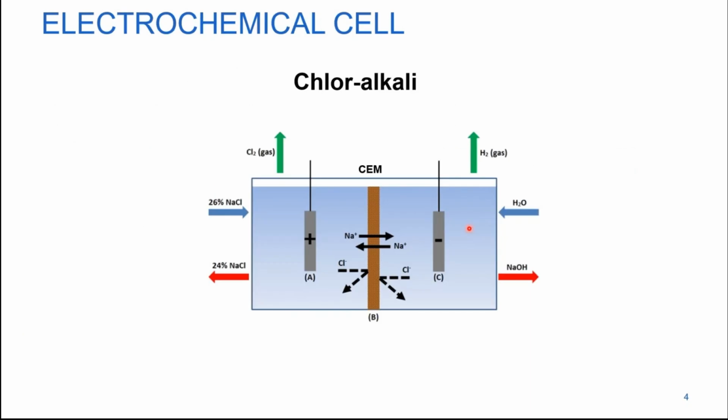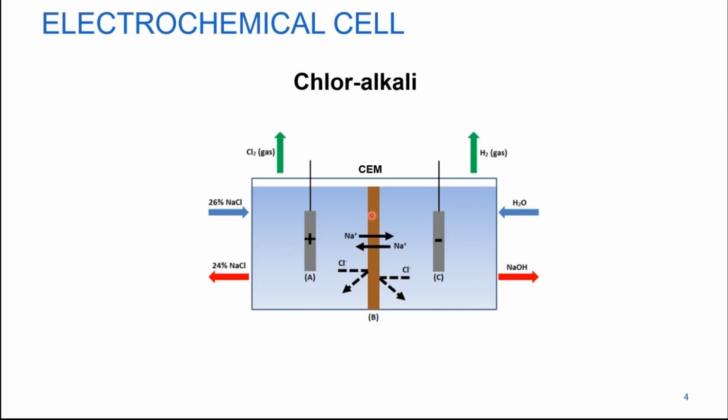So how does this electrochemical cell work? Well, let's take the chloralkali electrochemical cell as an example. The example which is used these days for the production of sodium hydroxide and chlorine gas, which can be used in plastic production like PVC, for example.